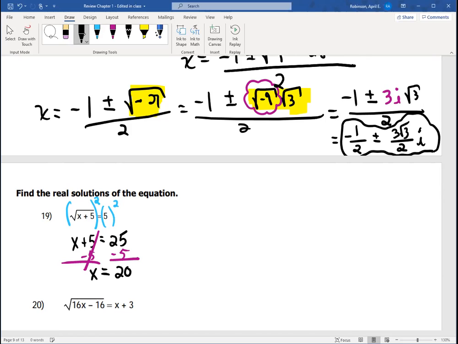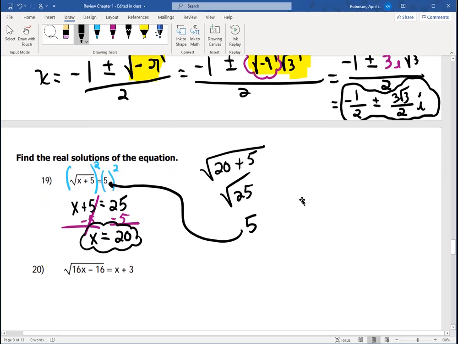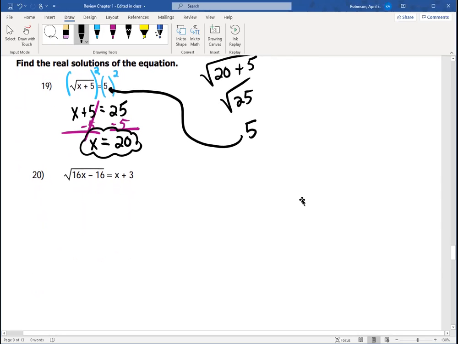And if you check it, which you should, this would be the square root of 20 plus 5, which is the square root of 25, which is 5, which checks with that 5 on the other side. So this 20 is the right answer. And then 20 is just like 19. It's another radical.